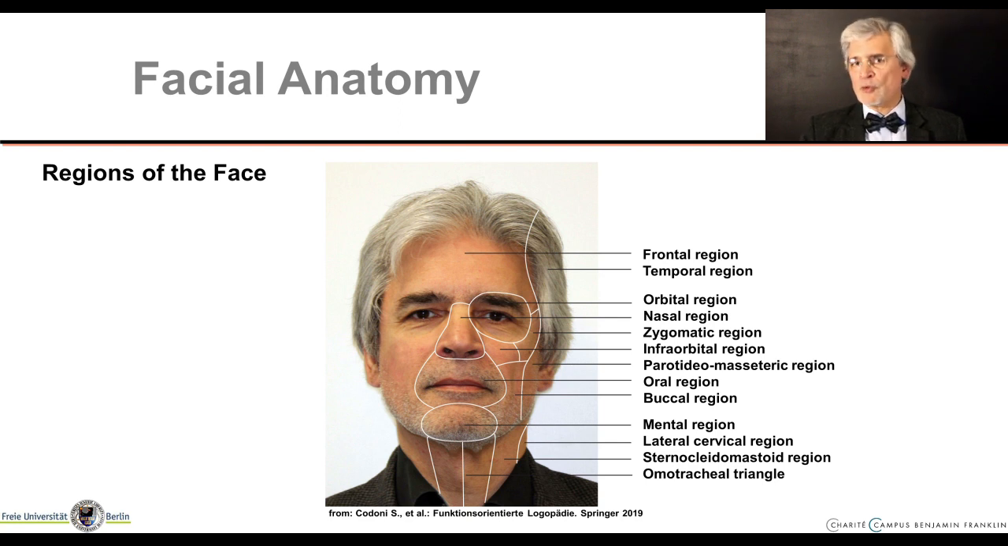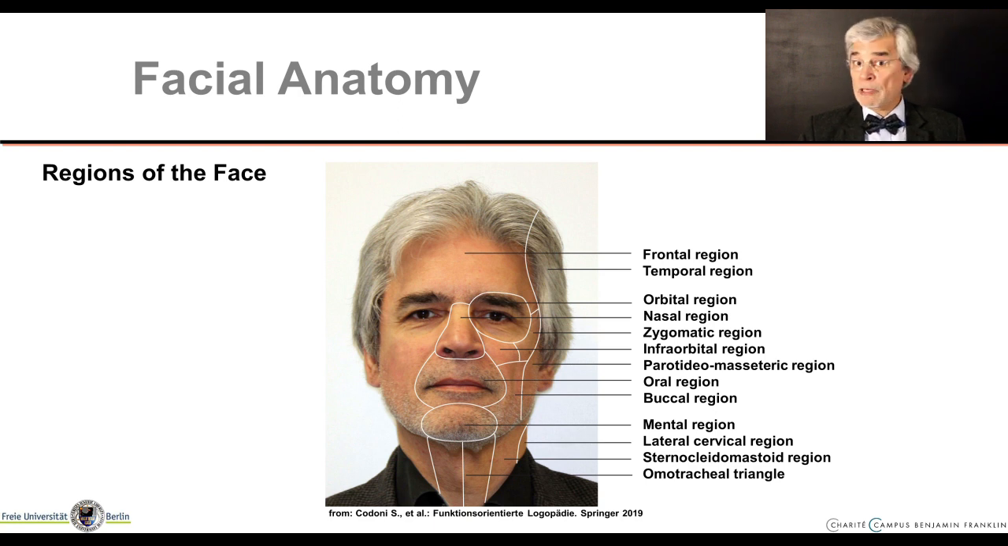That is the frontal region. And next to it, there is the temporal region. And the eye has its own region called the orbital region, as does the nose, which is called the nasal region. Below that, the mouth in the oral region, and the chin below that, the mental region.